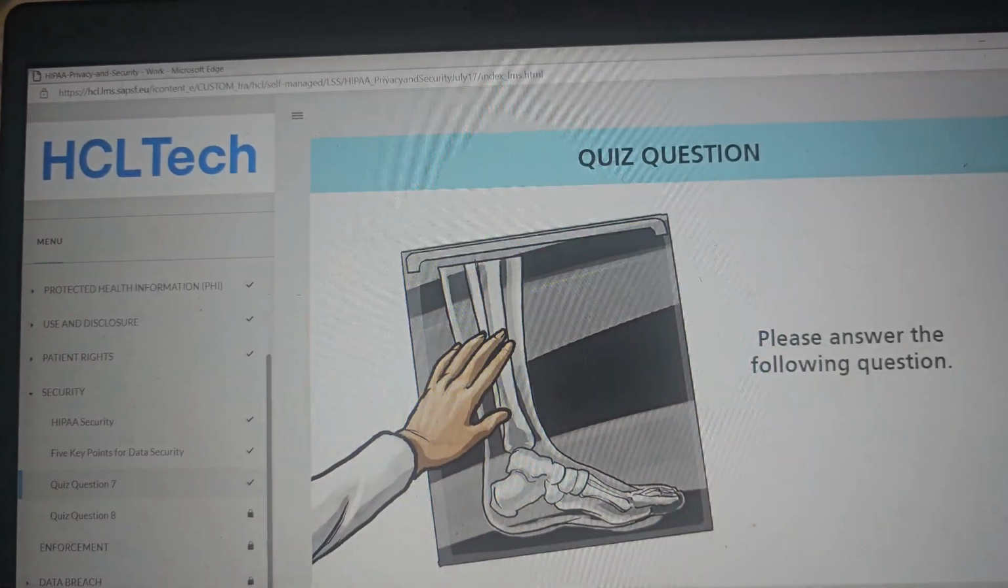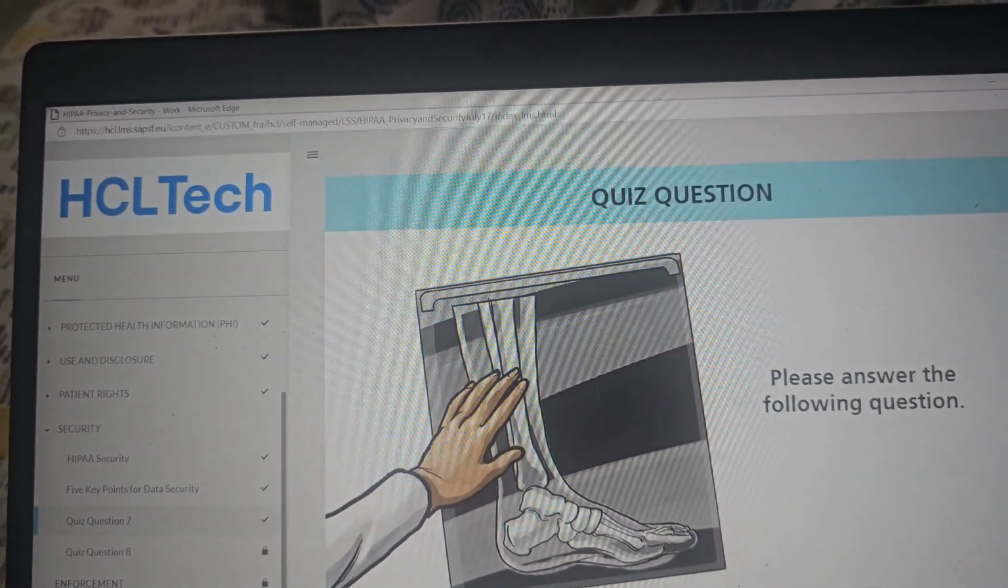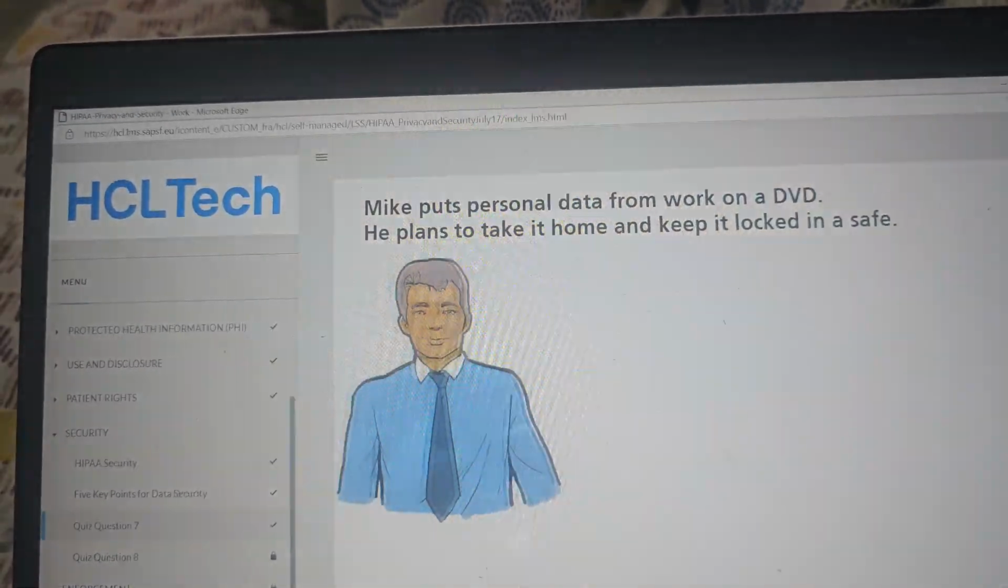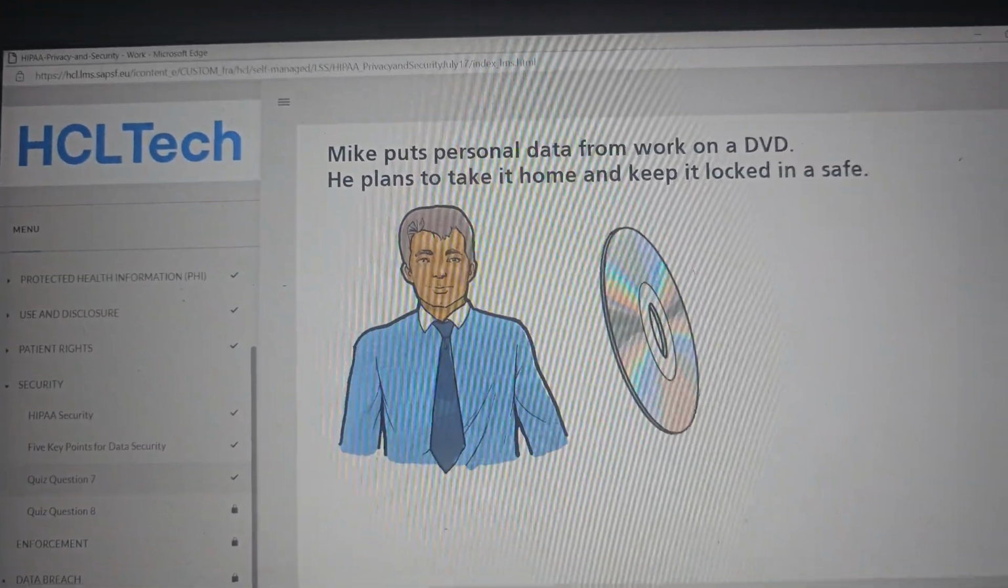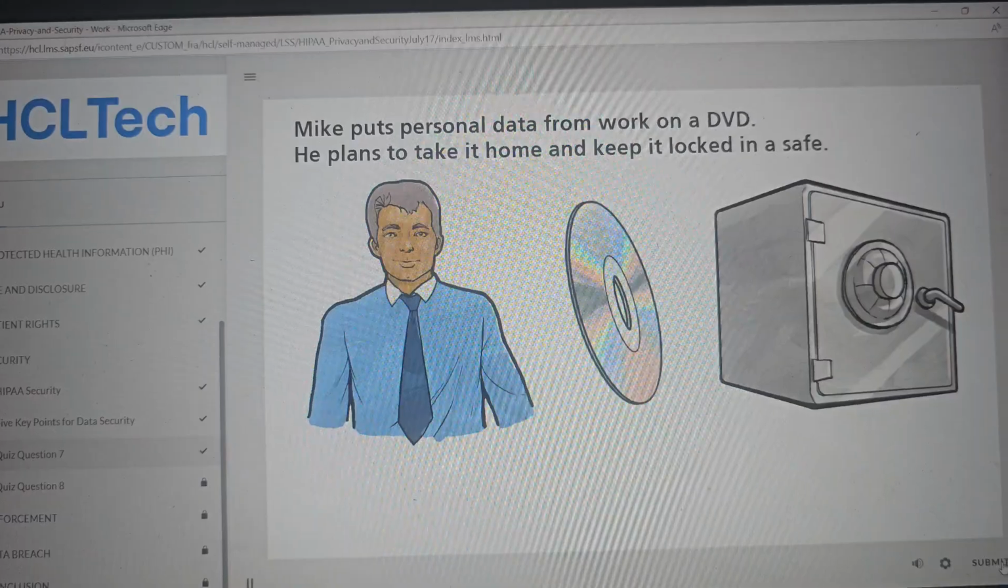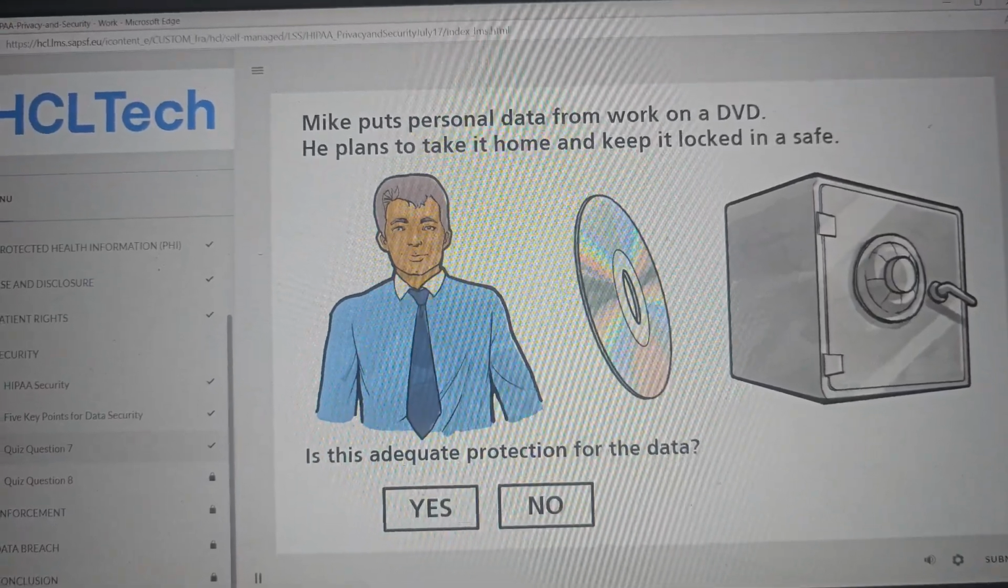Please answer the following question. Mike puts personal data from work on a DVD. He plans to take it home and keep it locked in a safe. Is this adequate protection for the data?